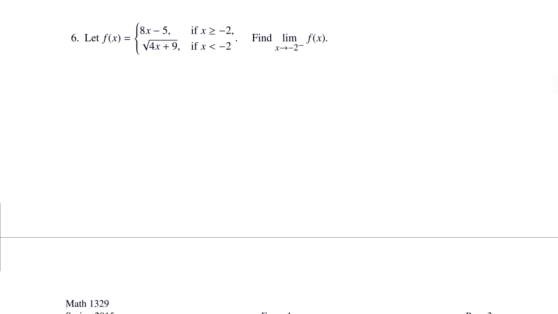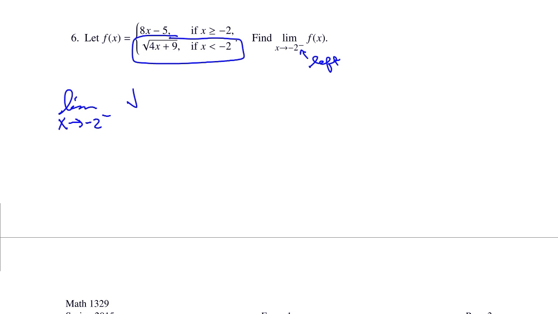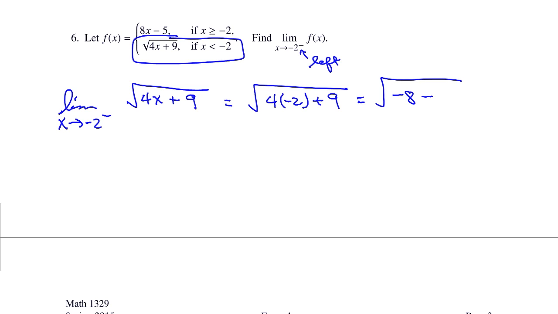In problem 6, we have a piecewise function, and we're taking the limit as x goes to negative 2 from the left. Since this is a left-sided limit, we're going to need values that are less than negative 2. The part of the piecewise function where x is less than negative 2 is the bottom one. So we have the limit as x goes to negative 2 from the left of the square root of 4x plus 9, which is the square root of 4 times negative 2 plus 9, which is the square root of negative 8 plus 9, which is the square root of 1, which is 1.